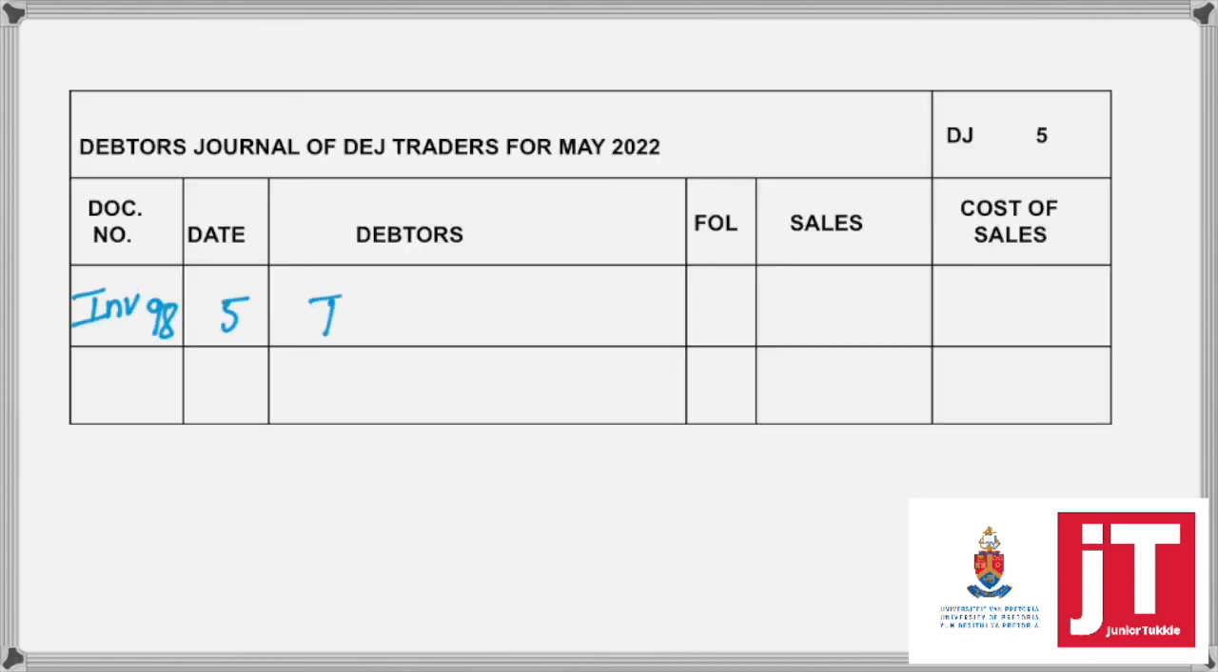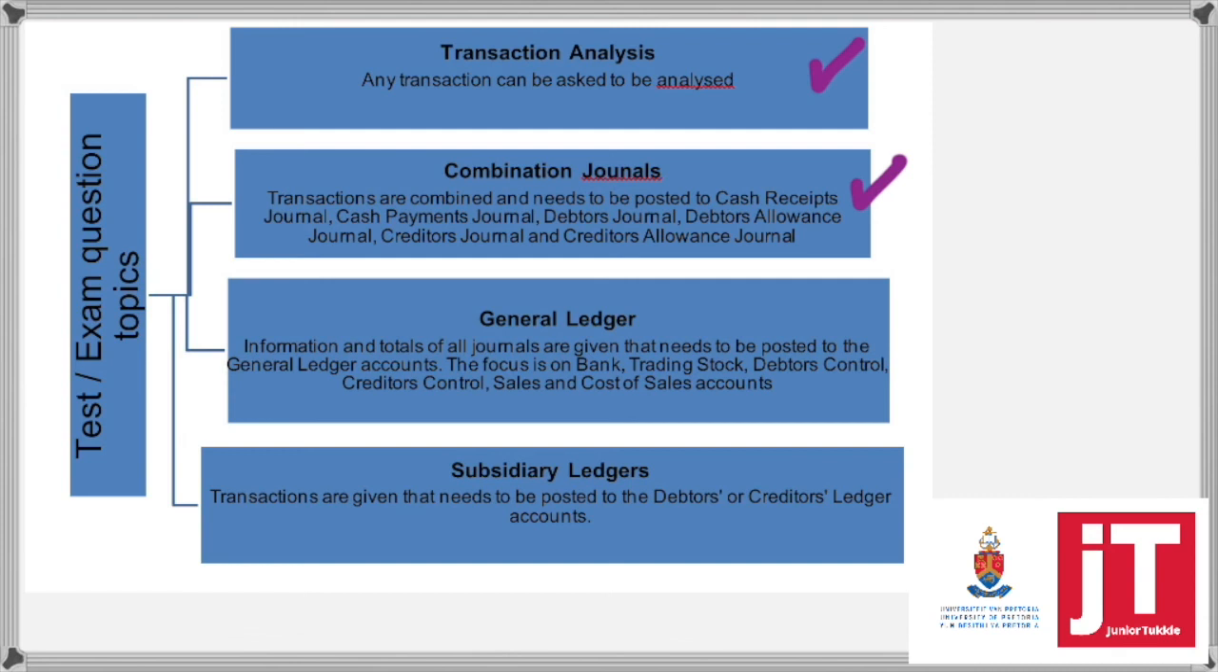Then the last journal is our debtors journal. And the first transaction is to sell to Mashlangu. And that was invoice number 98 on day 5. There was a sale of 8,000 Rand, and to calculate cost of sales, you have to say 8,000 times 100 over 160. So that's then 5,000. Remember, your folio reference refers to the debtor's ledger account. And then that is the end of this activity.